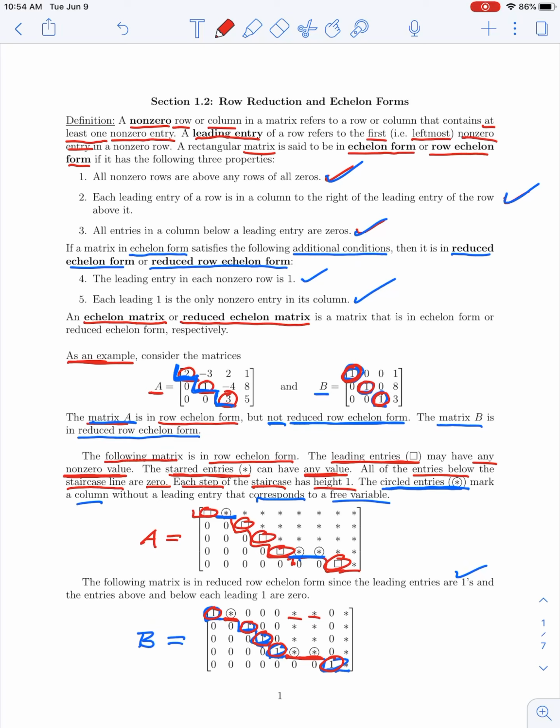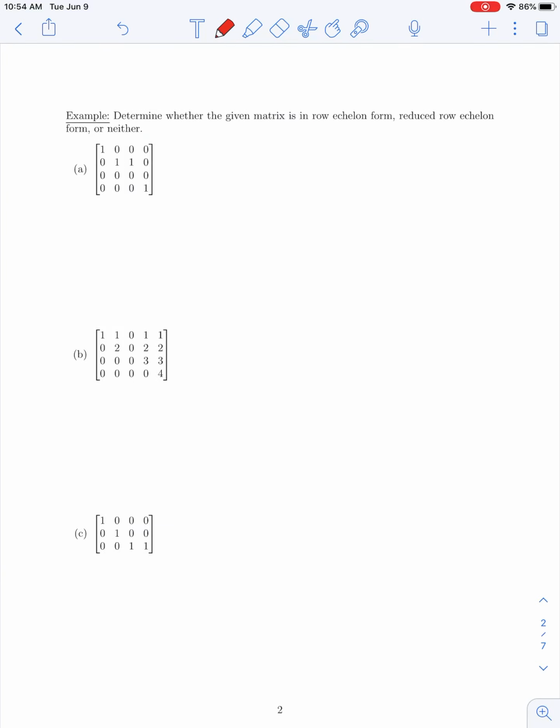So now that we've looked at what it means for a matrix to be in echelon or reduced echelon form, let's look at the following example. In this example, I will give you a matrix and you have to determine whether it is in row echelon form, reduced row echelon form, or neither. So in part A, we have the following matrix.